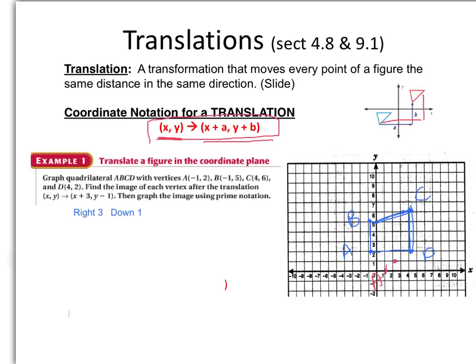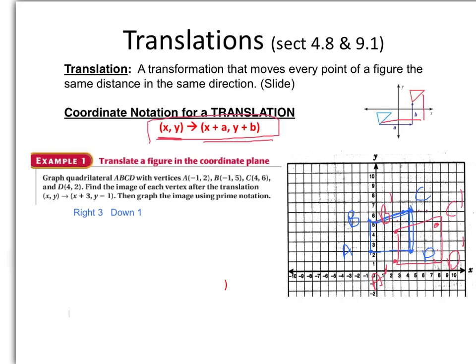And then I'd take B and do the same thing, right 1, 2, 3 and down 1. So that would be my B prime. Same thing with C, right 1, 2, 3 and down 1. That'd be my C prime. And finally D, right 1, 2, 3 and down 1. So this would be my new figure. Okay, same quadrilateral, same size, same shape, it just slid over some.